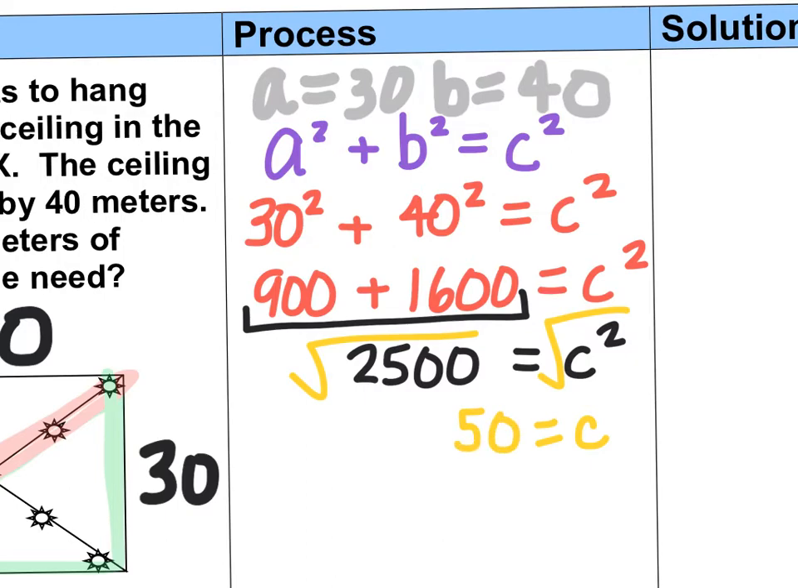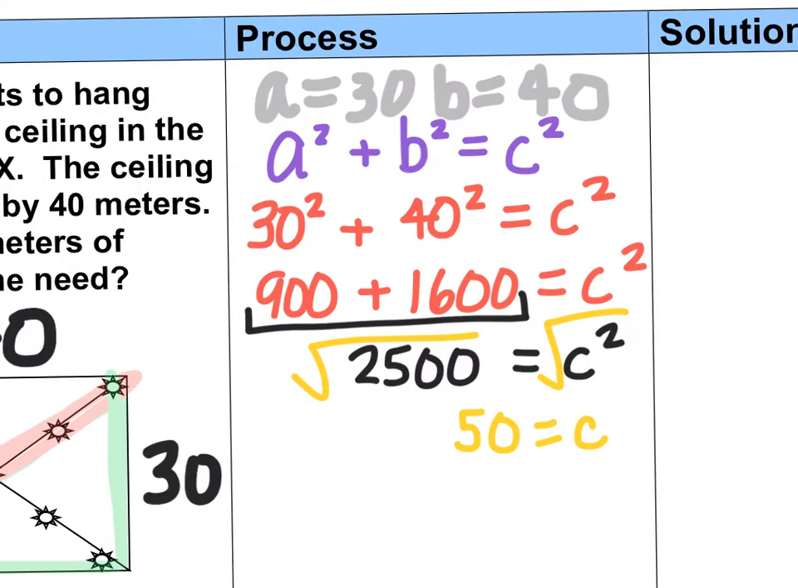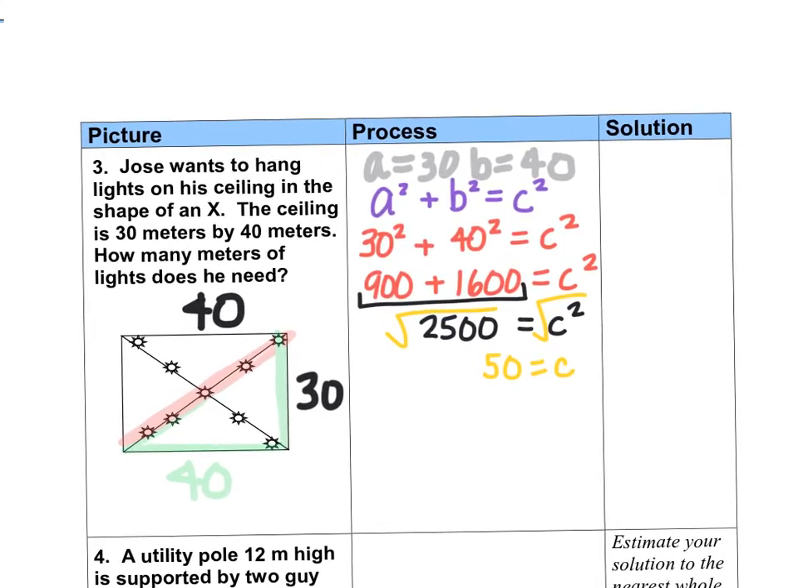50. Now let's go back to our problem. We found that c is equal to 50. That means this side is equal to 50. That's called a diagonal. That would be one strand. But remember, Jose wants two strands. So since one strand is 50 and he wants two, we will multiply by 2 or add 50 twice. And that would be 100.